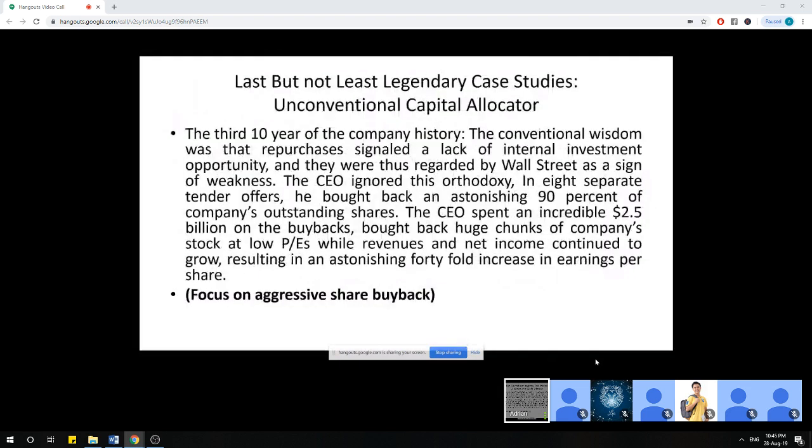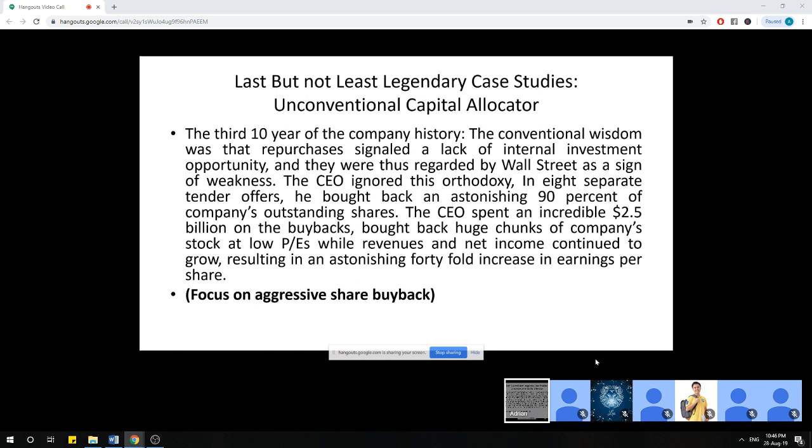Then in the third year, the CEO focused on aggressive share buyback. All the while, when the company became a conglomerate, usually the P/B ratio, or price to book ratio, for a conglomerate is on the low end. It's also partly because of the financial engineering that makes the P/B ratio lower for a conglomerate.